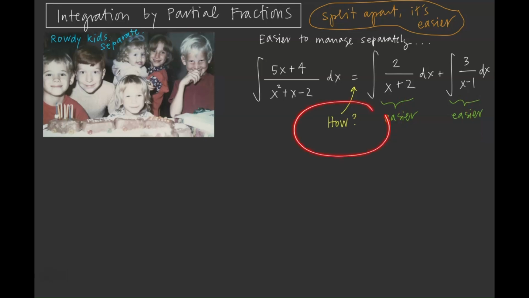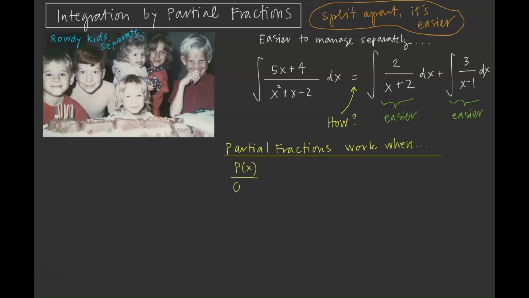So the real question we want to answer is how. How is this equal, and how is this done? How do we find these partial fractions ourselves? Partial fractions will work when you have a polynomial over another polynomial. So these are both polynomials. And the degree of the polynomial in the numerator on the top has to be less than the degree of the polynomial on the bottom, or the denominator.